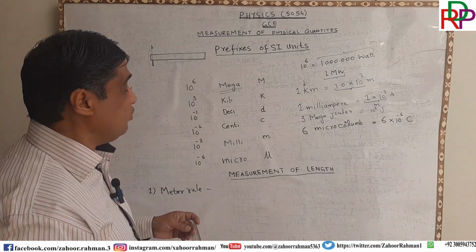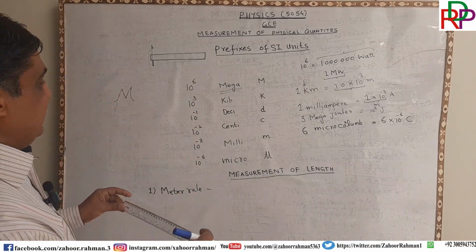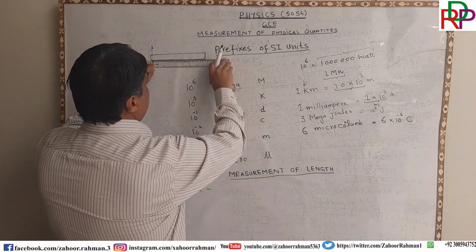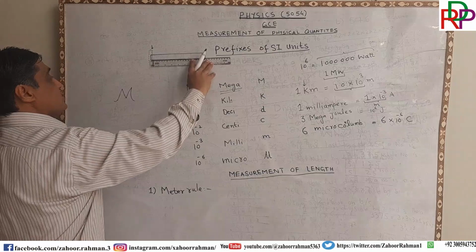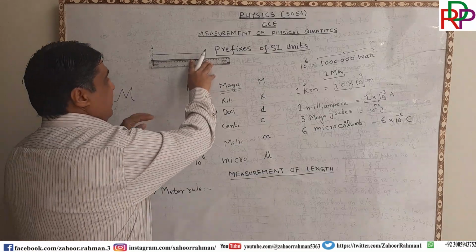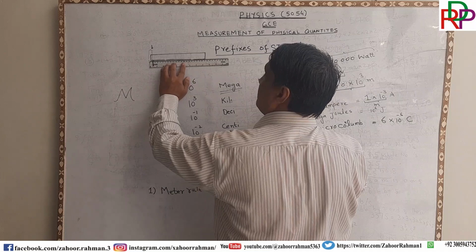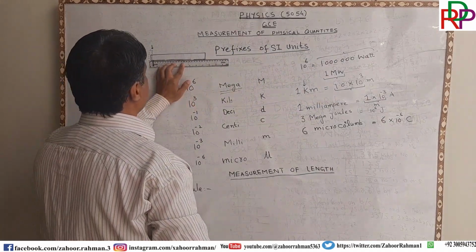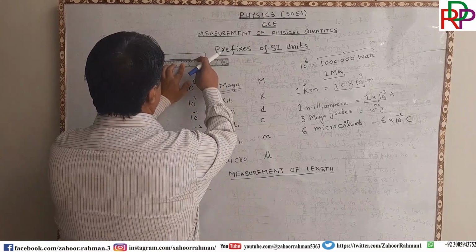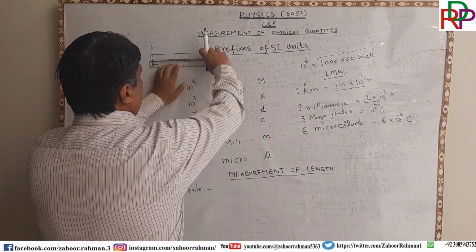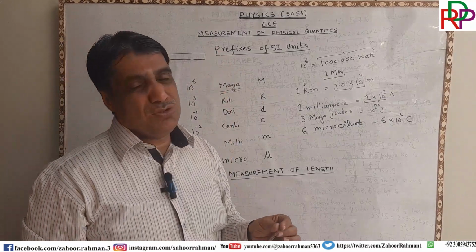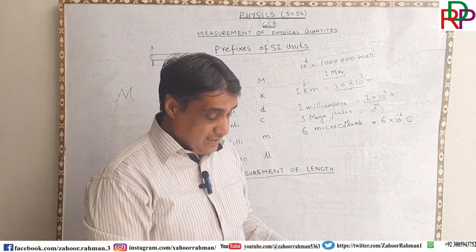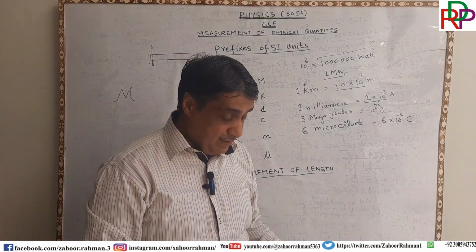One thing more: if we are taking the length of this line, we don't have to look at it from this side or from that side. You have to keep your eye in the middle so that you see both sides vertically. If you are not doing so, you are committing a parallax error. This is also given in your book.